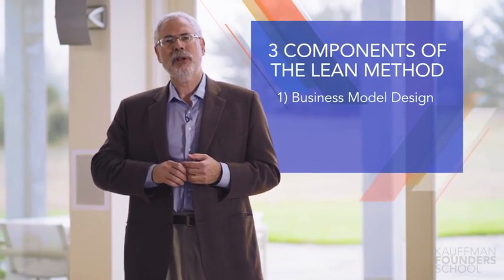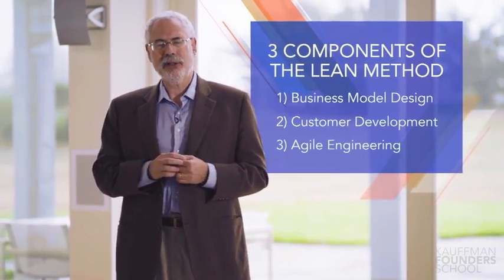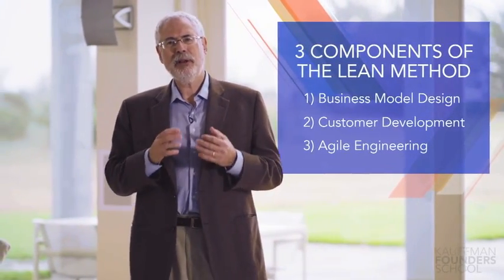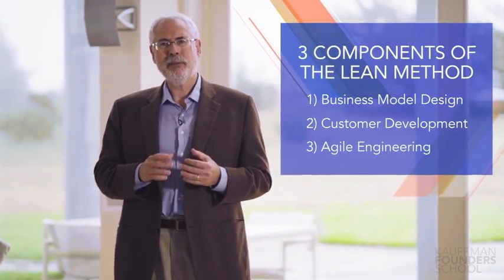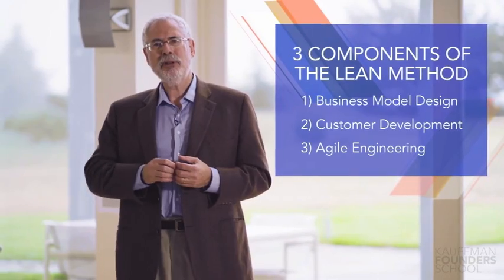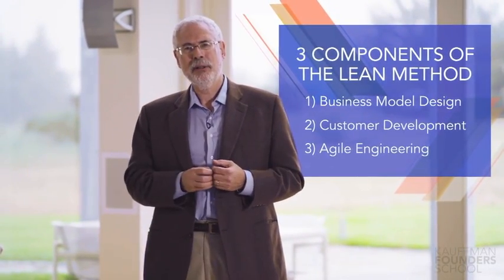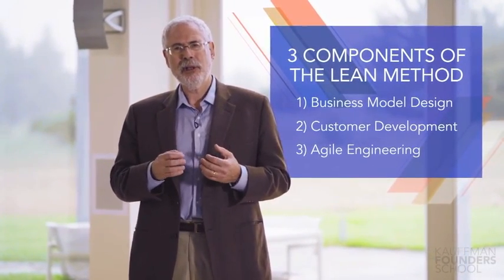Turns out that a lean startup consists of three components. One is business model design, two is customer development, and three is agile engineering. And these three components help startups become incredibly efficient, reducing the amount of time to get the first product and reducing the amount of cash necessary to build that product.